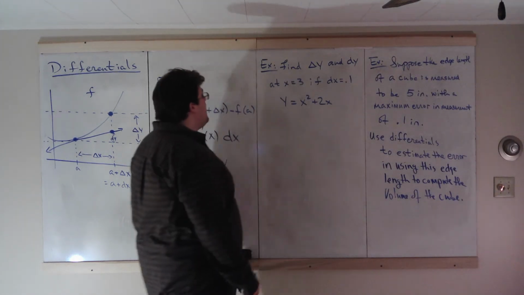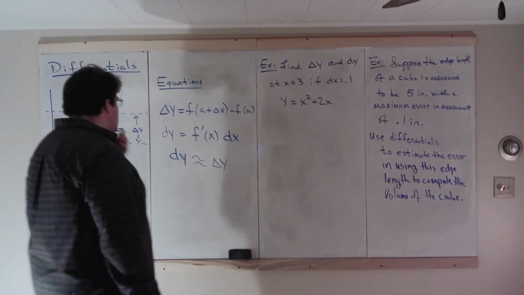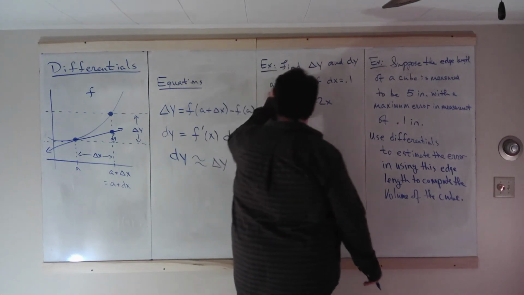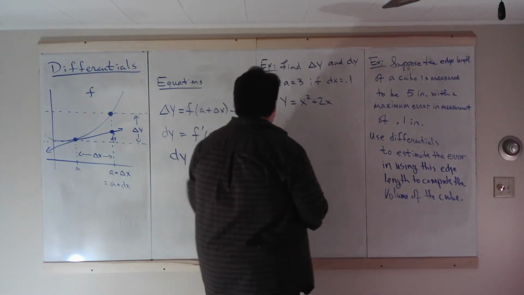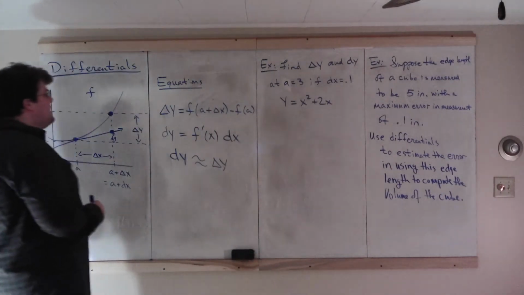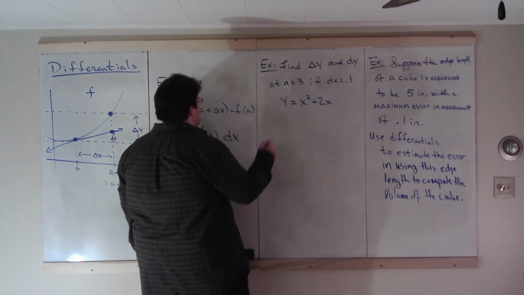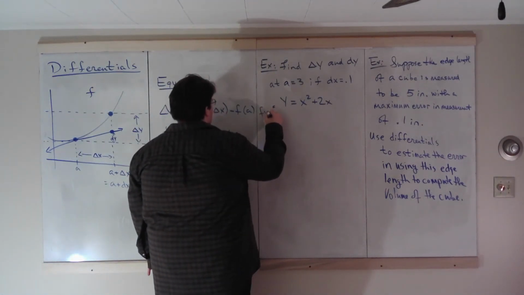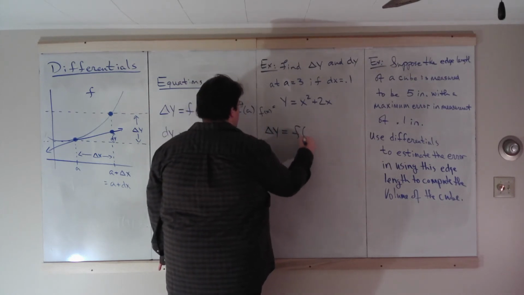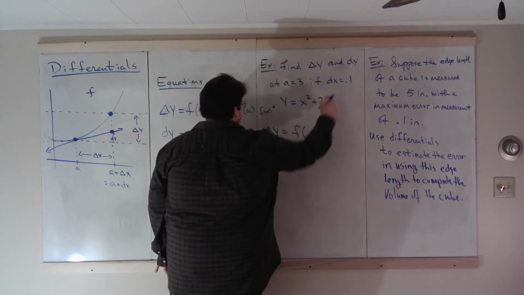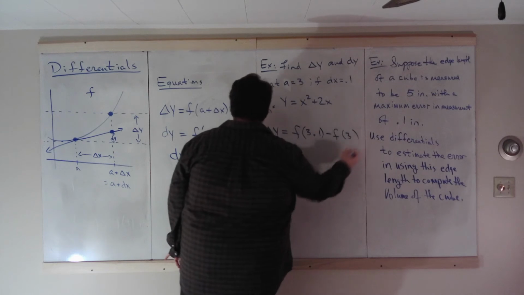So find delta y and dy at x equals 3. I guess I used a. I should say a equals 3, my bad. At a equals 3, if dx equals 0.1 and y is x squared plus 2x. So here there's no function technically defined. I'm going to call this f of x. So delta y is what? Delta y is f. We're starting at 3. We're going to 3.1. So f of 3.1 minus f of 3.